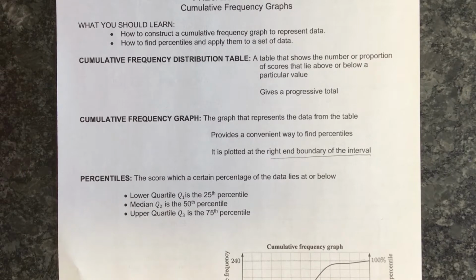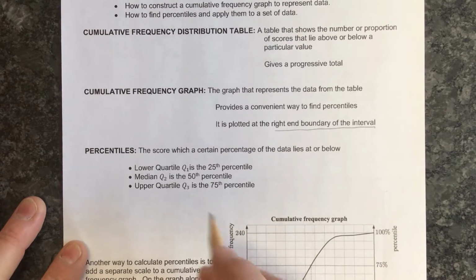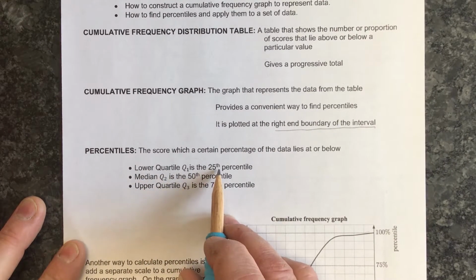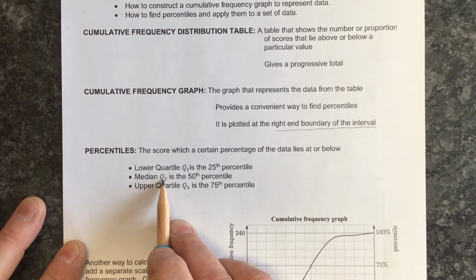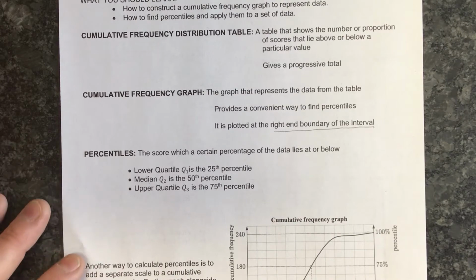Now, percentiles: the score which a certain percentage of data lies at or above. Lower quartile is the 25th percentile. Median, which is Q2, is the 50th percentile. Upper quartile, Q3, is the 75th percentile.